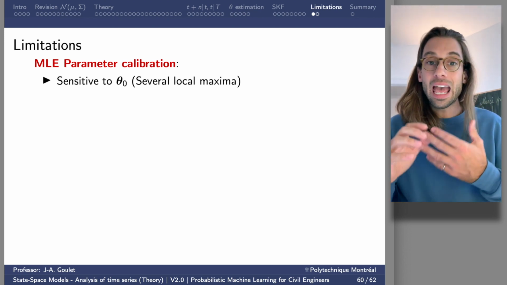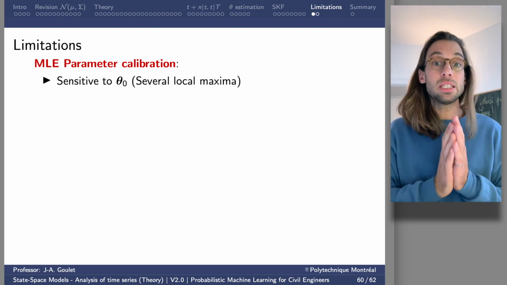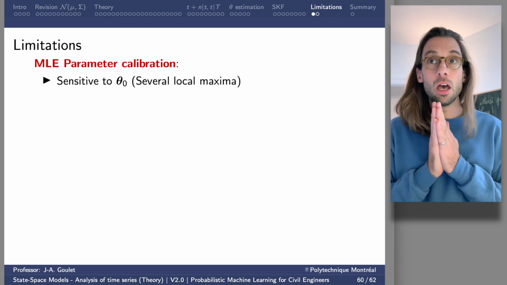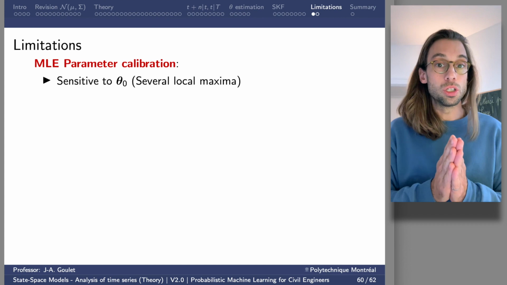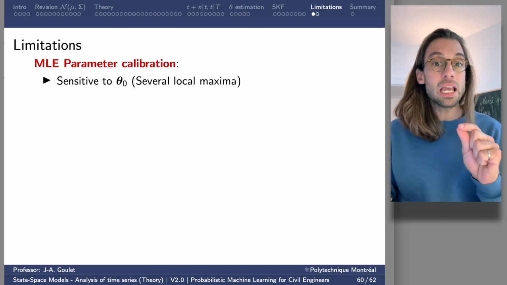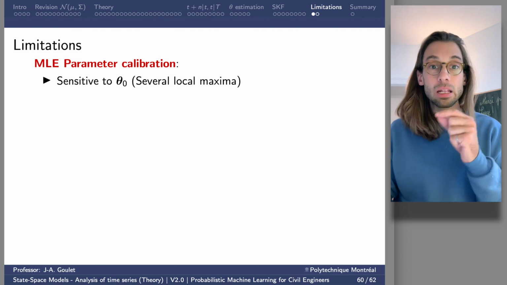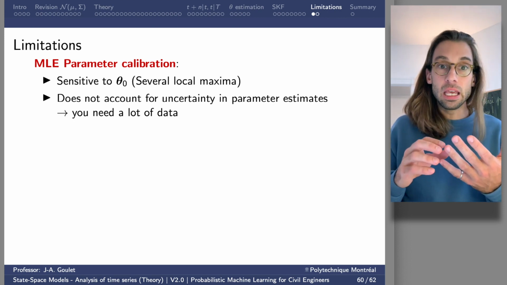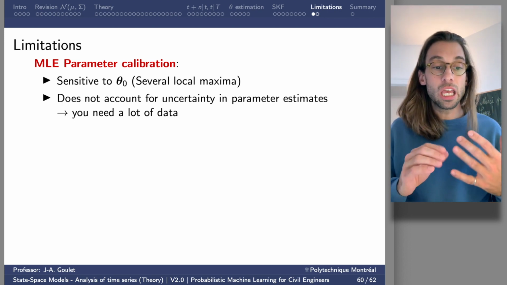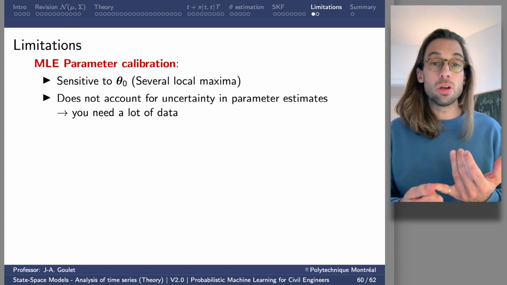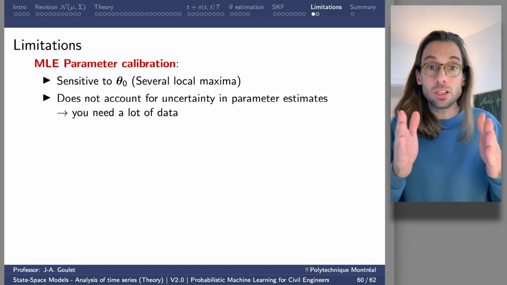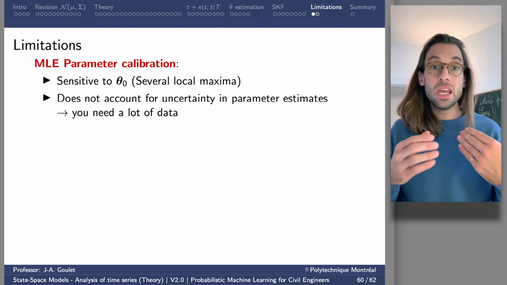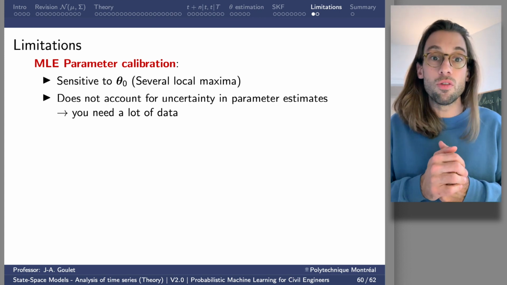So first is that the MLE parameter calibration is very sensitive to the initial value you provide, especially for sigma v, the prior standard deviation for the observation noise. So you have to be really careful at initializing the parameter in a region that makes sense physically from an engineering point of view. Then if you just do an MLE for the parameters, it won't account for uncertainty in parameter estimate. That means you might need a lot of data, so many months of data, depending on the frequency of data acquisition, in order to have meaningful and representative parameter value estimates.